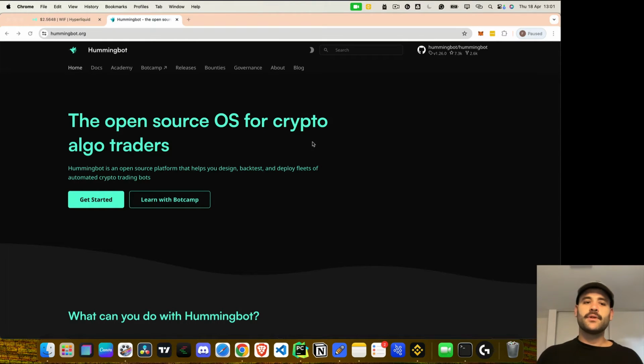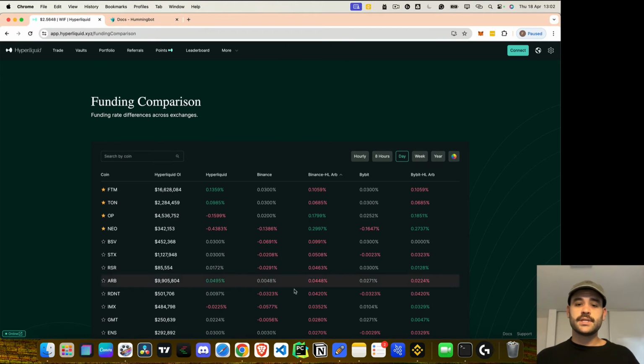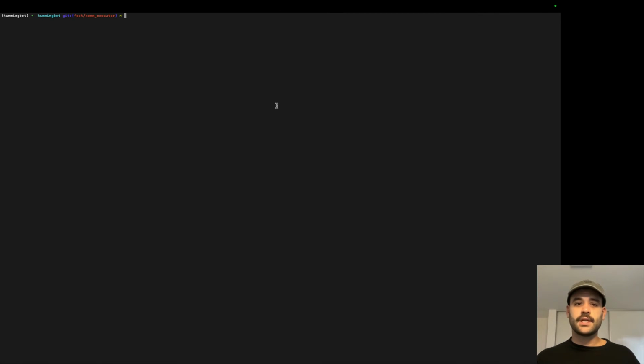Now it's time to run the bot. If you are not familiar with Hummingbot, I recommend you go to hummingbot.org, to the documentation section, and you can see the installation methods that you have. So in this case, let's go to the terminal. I already have the environment created and all the stuff. Actually, I'm working on a branch of a post that I did about cross-exchange market making. You can check it out too.